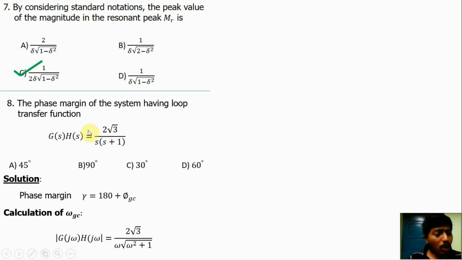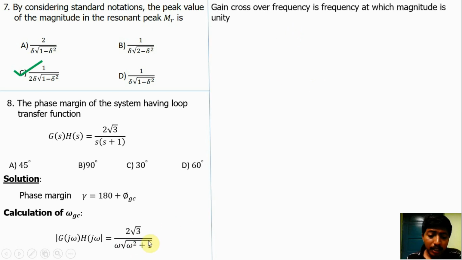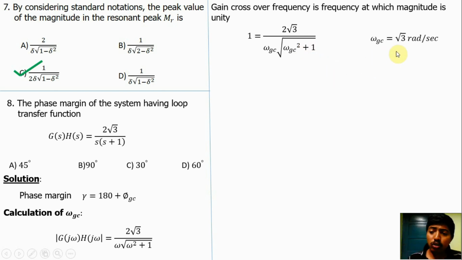We know how to find the magnitude and phase angle for any transfer function. If you don't know, just refer to this video. This is the magnitude for this transfer function. If the magnitude is 1, the omega will be omega GC. Okay, when the magnitude is 1, the frequency will be the gain crossover frequency. Now simply with this equation, we will get the gain crossover frequency as root 3 radian per second. Now we have to find the φGC, the phase angle at omega GC.